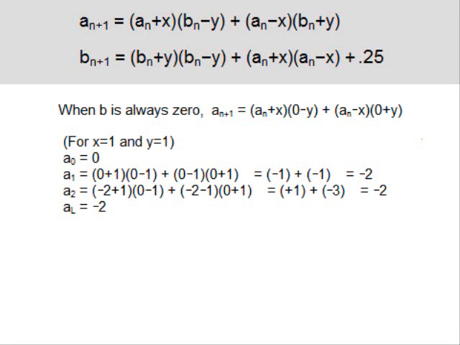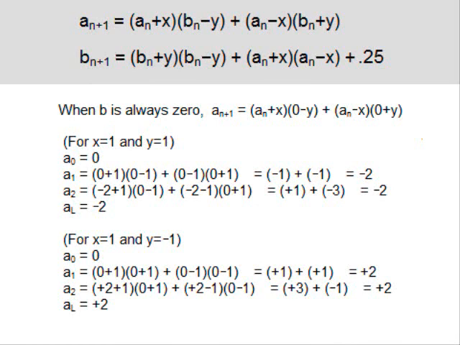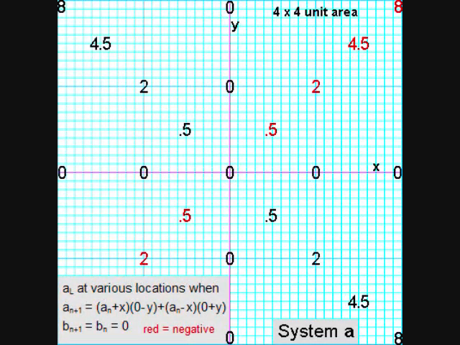The symbol A sub L means the limit of A, when A stays essentially the same from one step to the next. We can also find A sub L when x equals 1 and y equals minus 1, which is plus 2 as shown. We can find A sub L for other combinations of x and y, and then record these values of A sub L on an xy coordinate system as shown, where the red numbers are negative.